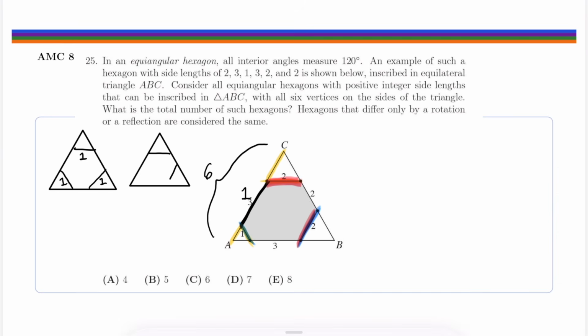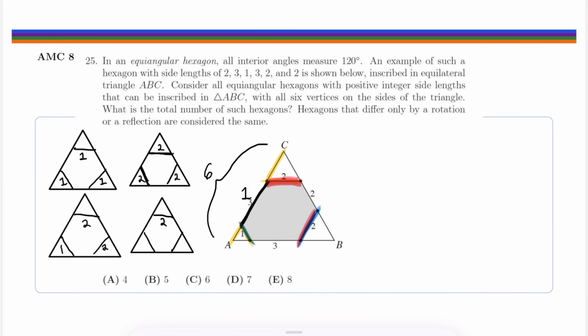Another possible configuration is that this side length is 2 and that these two side lengths are also 2. Notice that so far all of our solutions work because if we take the sum of any two sides, we'll get a number that is less than or equal to 5. Continuing this, if we have a side length of 2, this side length can also be 2 and this side length can be 1. And lastly, if this side length is 2, this side length can be 1 and also 1. Now we can keep going.